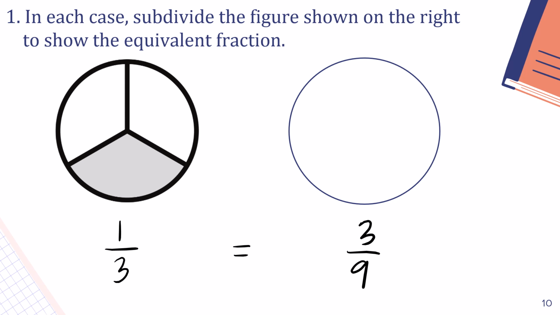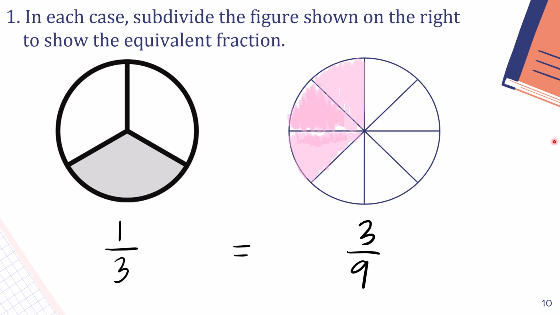Now we've got a circle, and we're asked to subdivide the figure on the right to show the equivalent fraction. Our circle on the left is split up into 3 equal pieces, and 1/3 is shaded, so just 1 out of the 3 pieces is shaded. We need to split our circle up into 9 pieces. So you can see I've just drawn a line down the middle and then an X just to split that circle into 9 slices. I'm going to shade 3 of the slices. It does not matter which 3 you shade. 1, 2, 3. So I have shaded 3 slices.